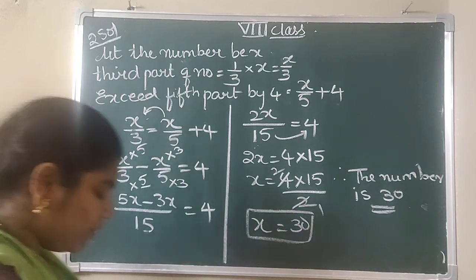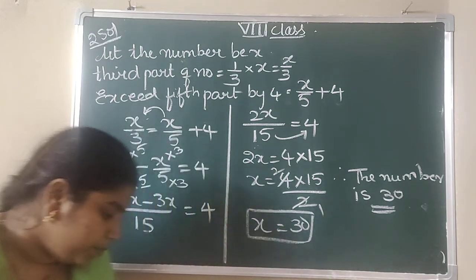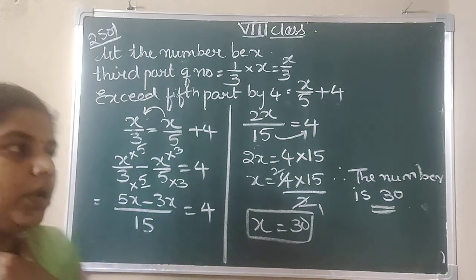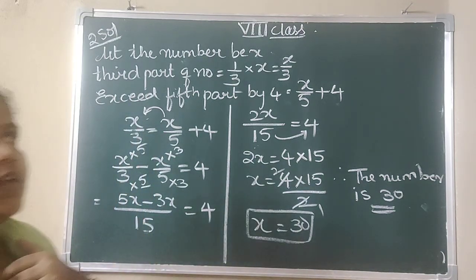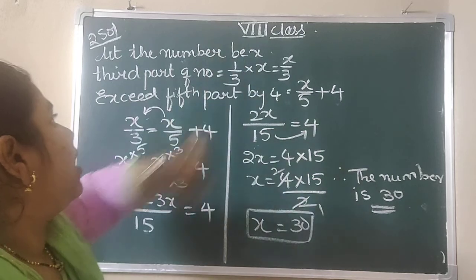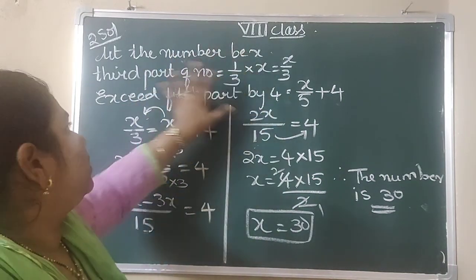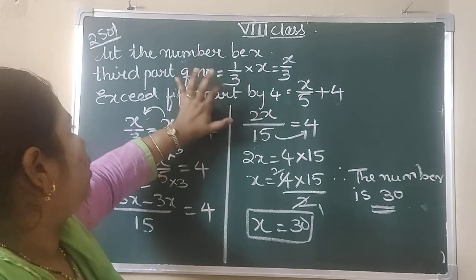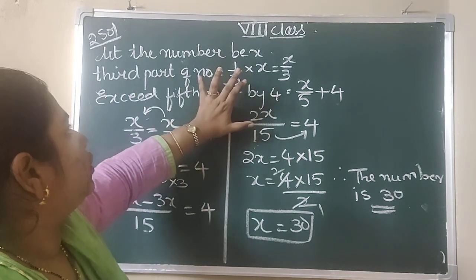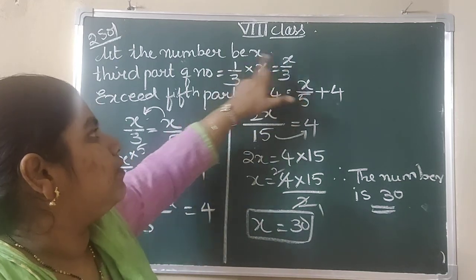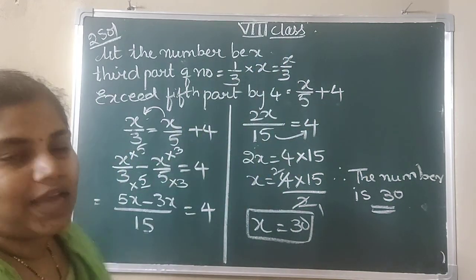So what is the question? Once again I am telling. What number is that of which the third part exceeds the fifth part by 4? We have to find a number, so I am taking it as x, and the third part of a number is nothing but 1 by 3 into x. Third part is 1 by 3, of is multiplication and the number is x. So we can write this as x by 3. X into 1 will be x, denominator 3 as it is.